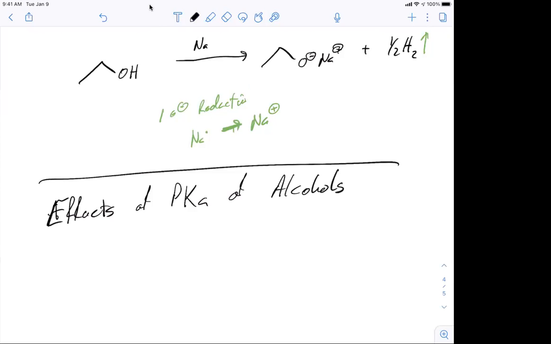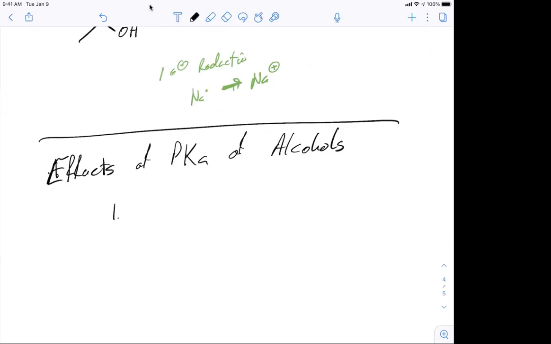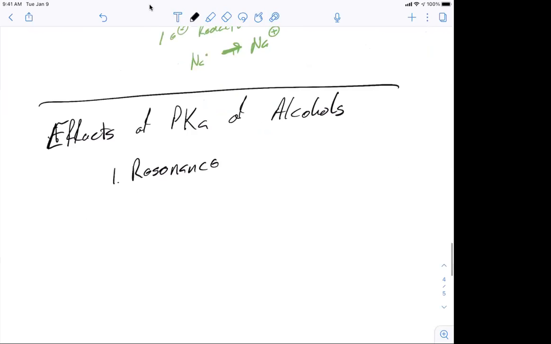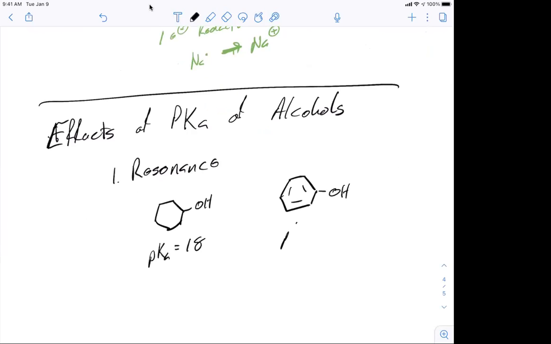So if we look at pKa values, the things we want to look for in different alcohols, again, they're all in this tight little range, but sometimes it's going to be important to know which one's more acidic or basic than the other. So if we look at our phenol and the non-hybridized version of that, here we have pKa equals 18. Here we have pKa equals 10, right?